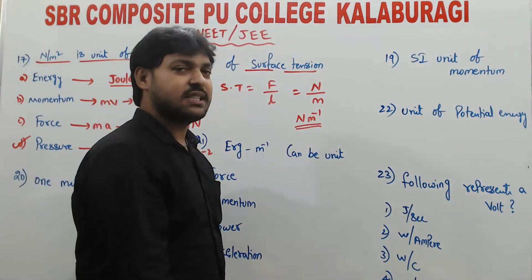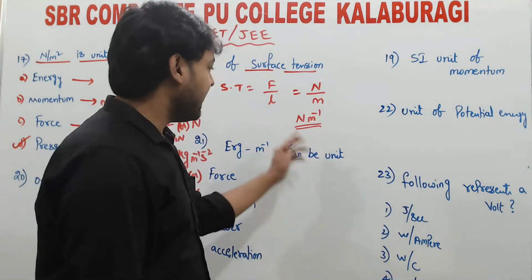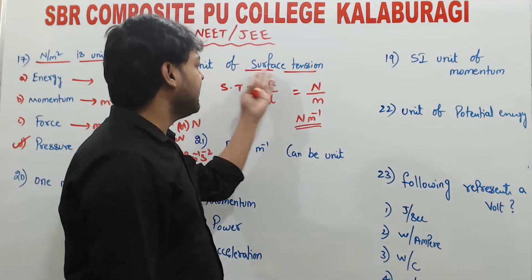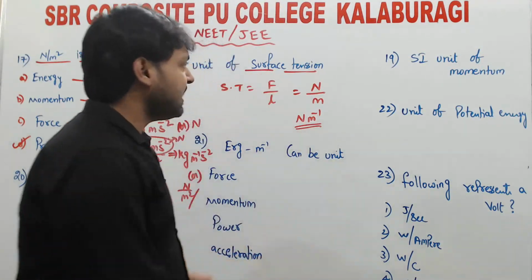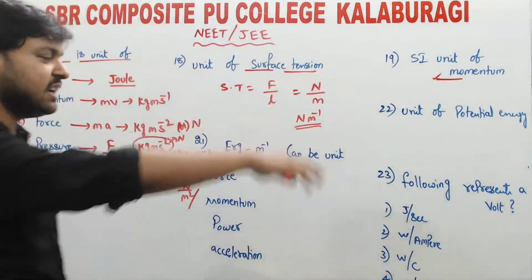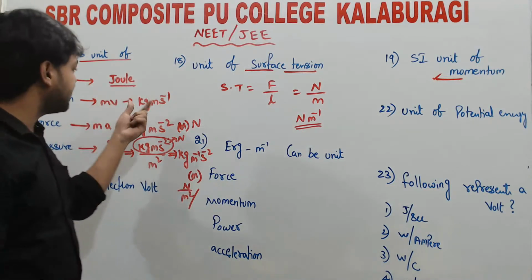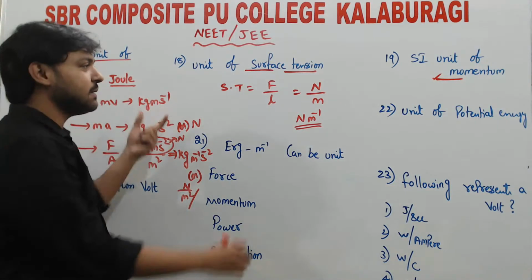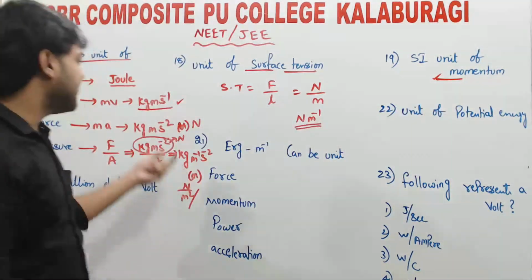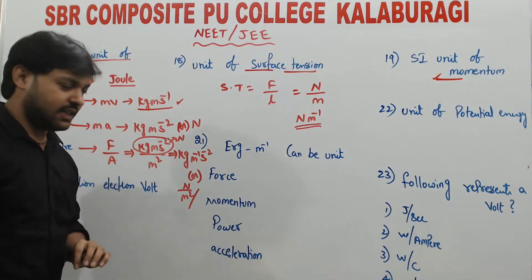If they ask about CGS, you can write it as dyne per centimeter, right? So dyne per centimeter will be the CGS unit, SI unit will be Newton per meter. Next, SI unit of momentum, just now we have seen, so that's why I didn't give any space. SI unit of momentum, mass into velocity, it is nothing but kg meter per second, right?